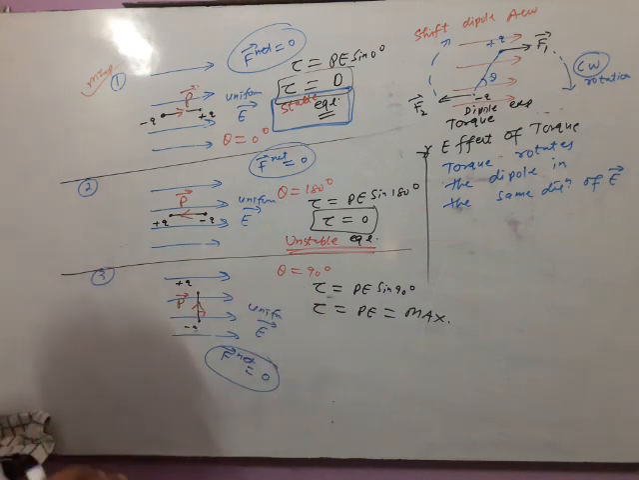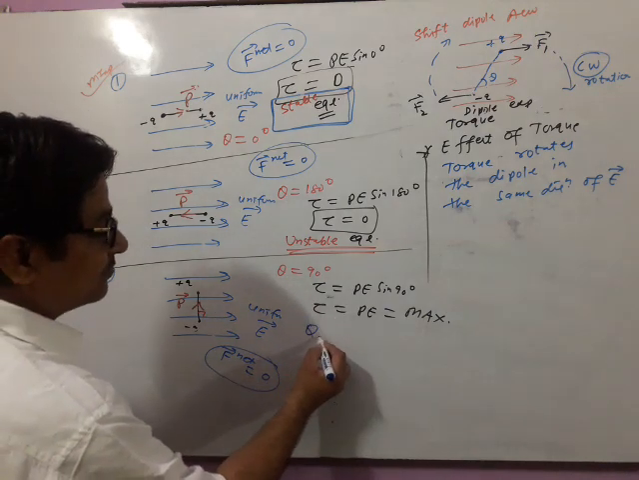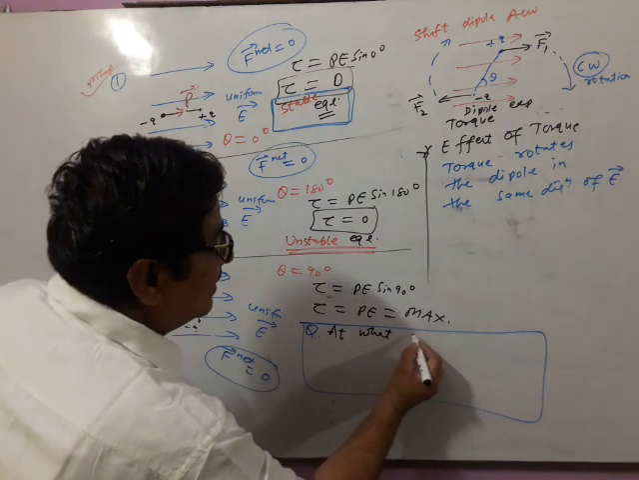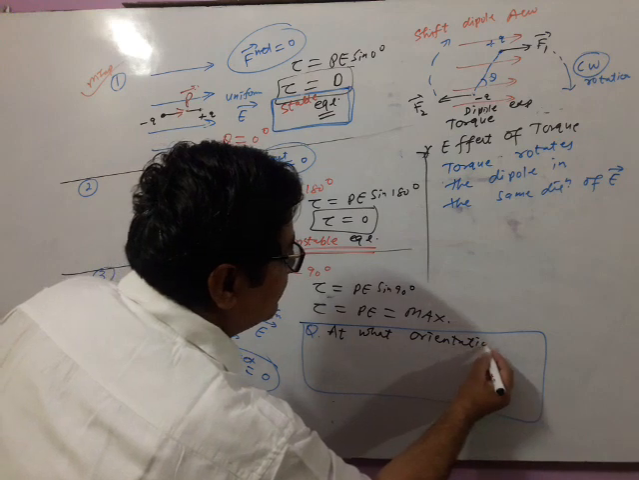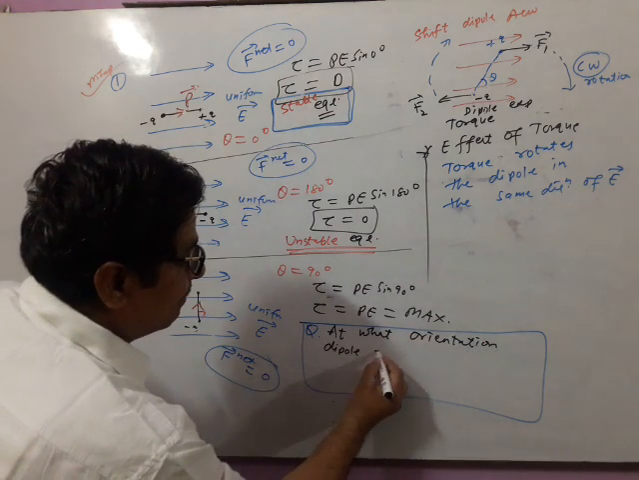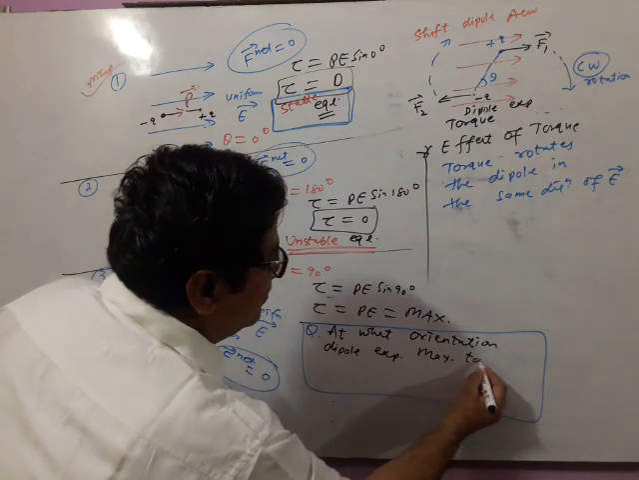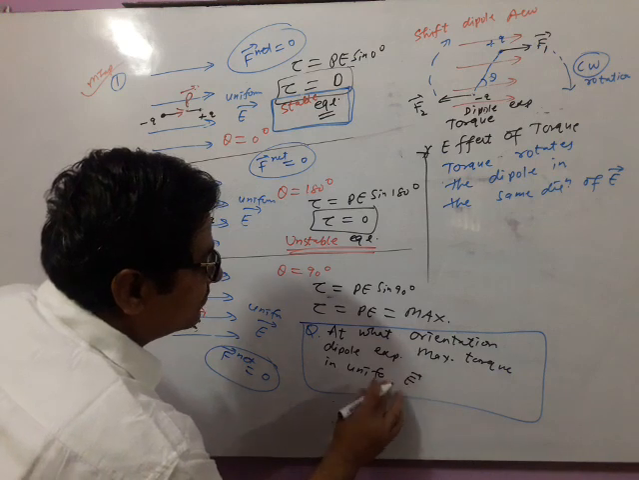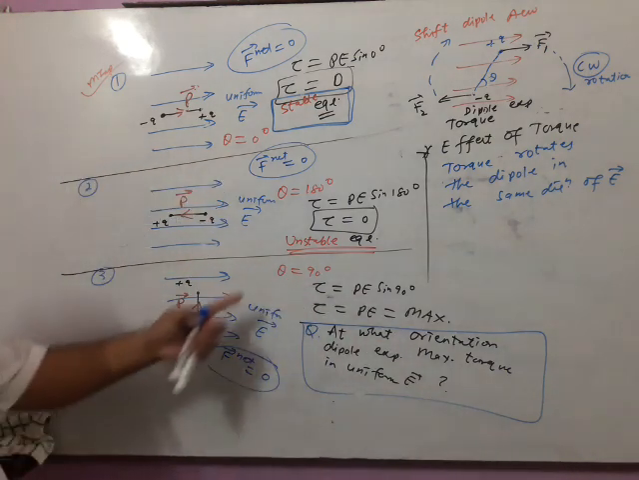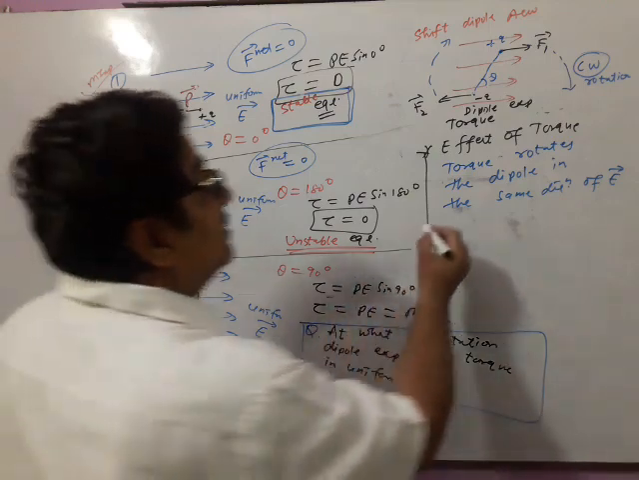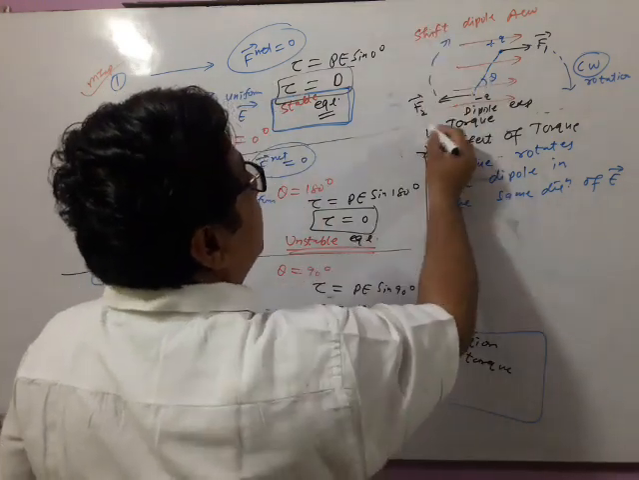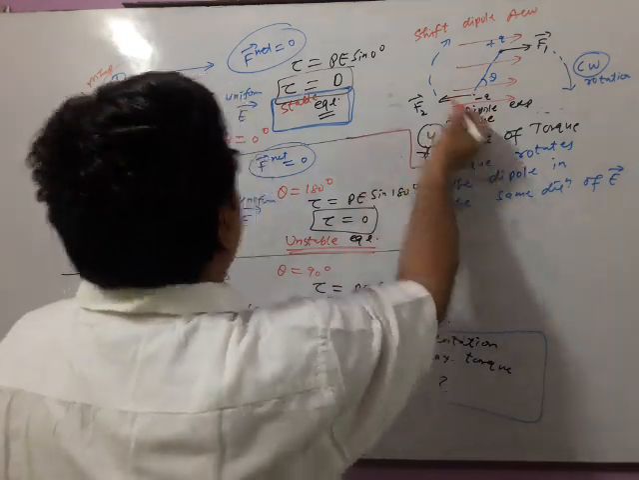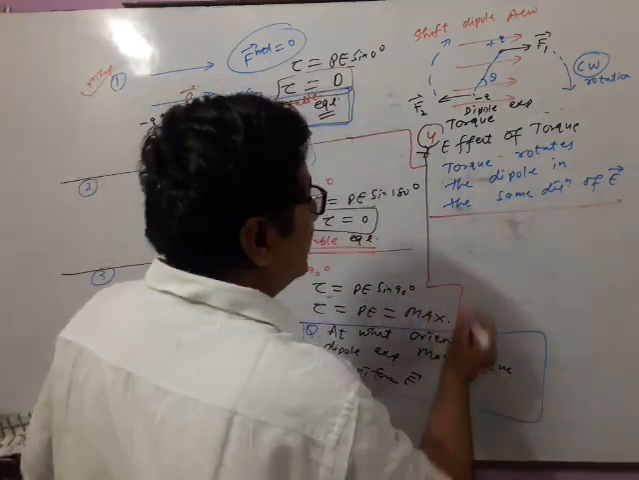He may ask anything. See this, I am writing one question. At what orientation or angle does a dipole experience maximum torque in a uniform electric field? तो आपको बताना at an angle 90 degree. He may say make the diagram. Similarly, he may ask, this is a separate point, point number 4, as well as it is linked with point number 1. See point number 5.